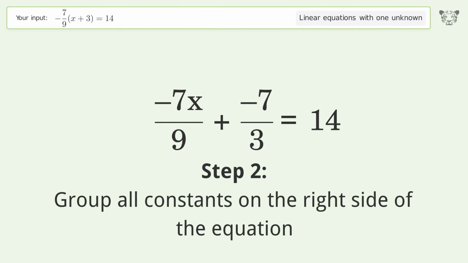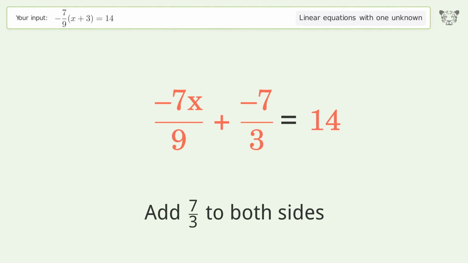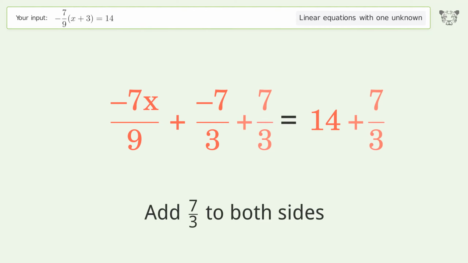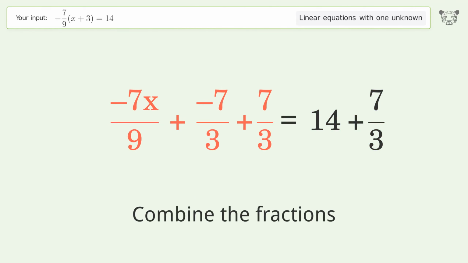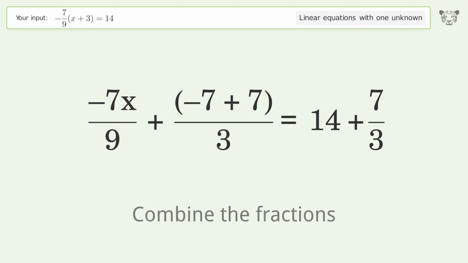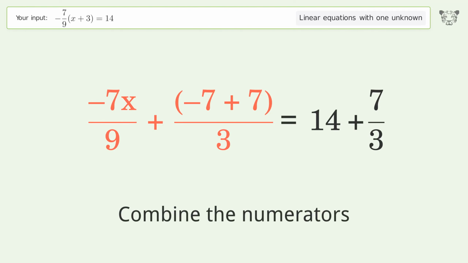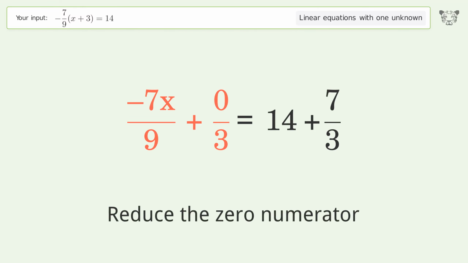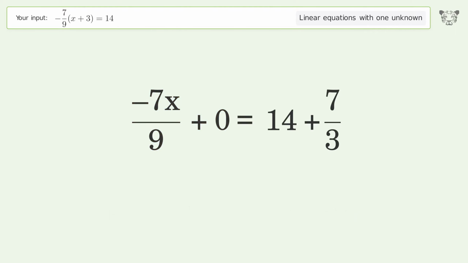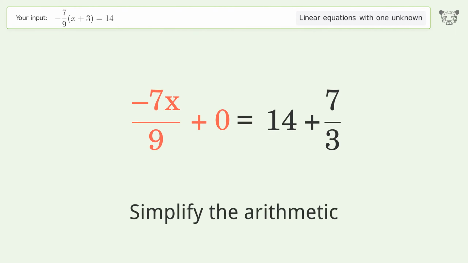Group all constants on the right side of the equation. Add 7/3 to both sides. Combine the fractions. Combine the numerators. Reduce the zero numerator. Simplify the arithmetic.